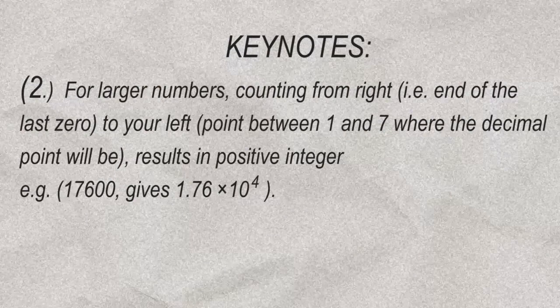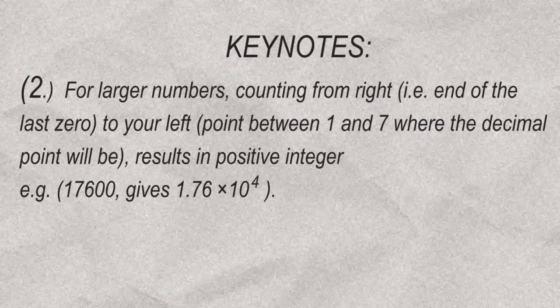Now we want to look at keynote 2. For larger numbers, we usually count from the right, that is the end of the last 0, to the left. Now we'll look at this example. We have 17,600, that is 17600. In this instance, it all depends on the standard form we want to arrive at. We want to arrive at a standard form, so we are going to put the point after 1, that is between 1 and 7.